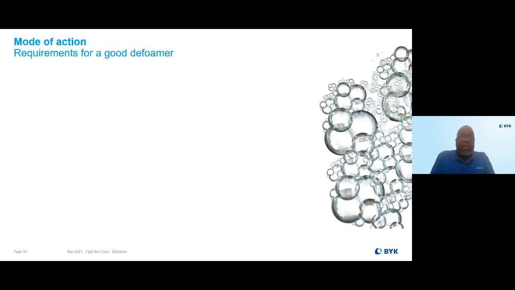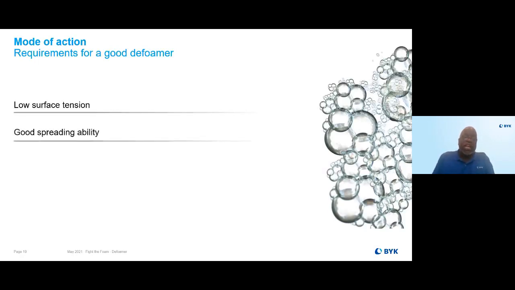Next, we'll look at the mode of action and how to get a good defoamer, or what's required. A good defoamer must first lower the surface tension of the solution, provide good spreading availability, and as strangely as this sounds, it must be incompatible in surrounding media. And that particular one is where the questions become difficult, because while it has to be incompatible, it still has to go in your system.